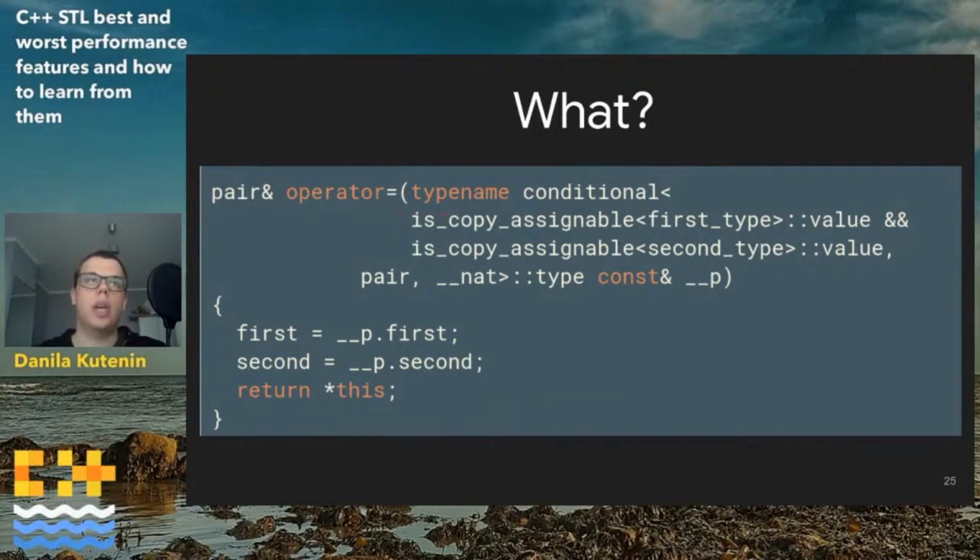We have a conditional type trait here. If the first type is copy assignable and the second type is copy assignable, then use pair, and otherwise use the so-called underscore not a type, which is basically an empty struct in the implementation for when one of the types is not copy assignable. It defines first is equal to underscore p dot first, second is equal to underscore p dot second. So why is that different from writing equal to default?